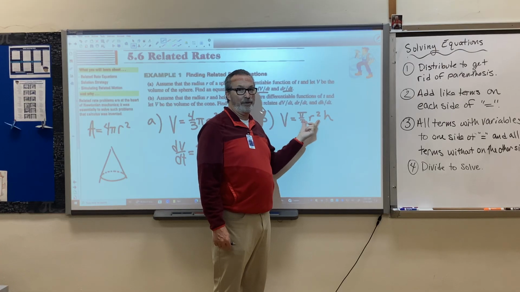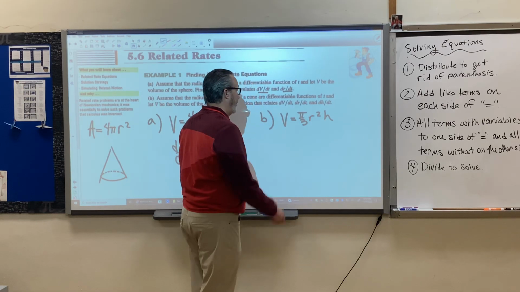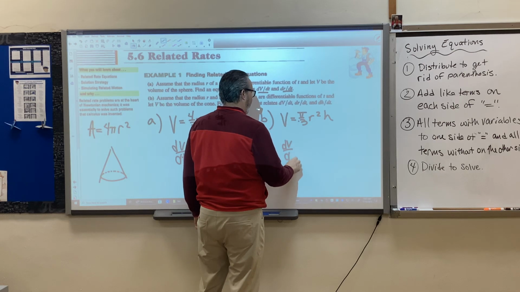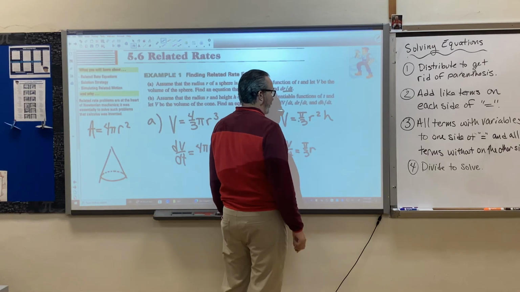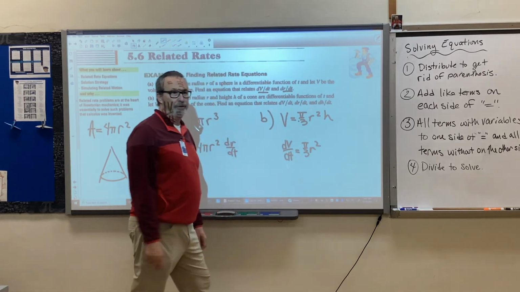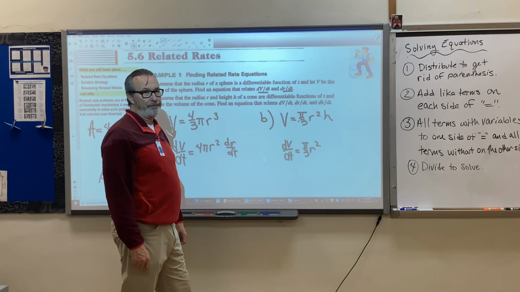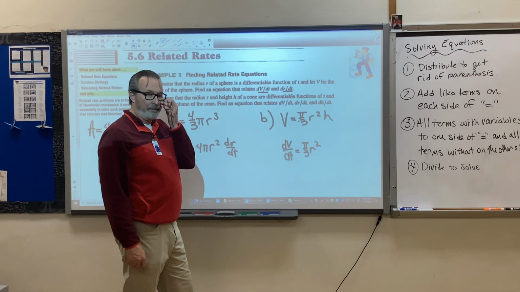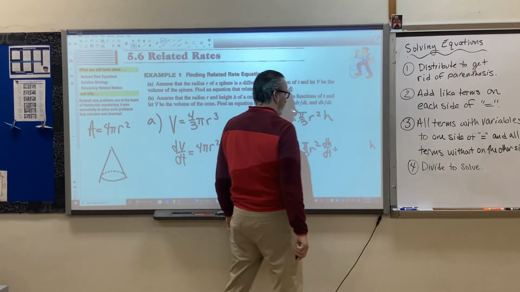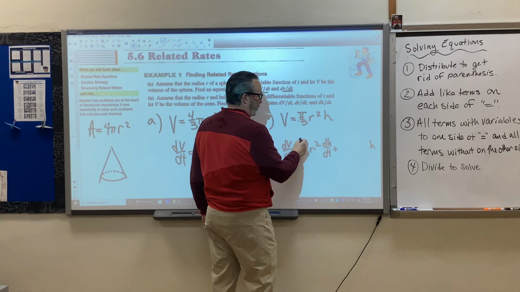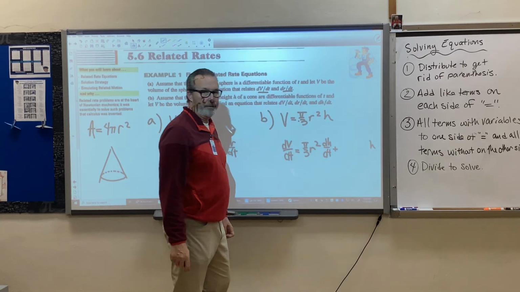You have to use a product rule. So dV/dt is the first times the derivative of the second. What's the derivative of h in terms of time? It's just dh/dt. Plus the second, h, times the derivative of the first. That's the derivative of pi over 3 r squared.